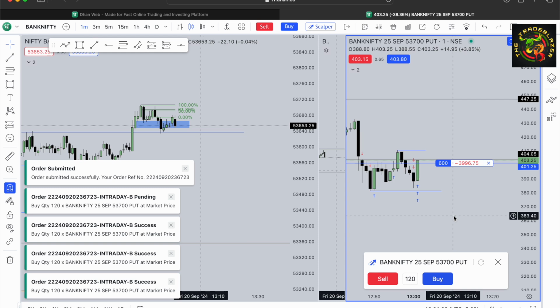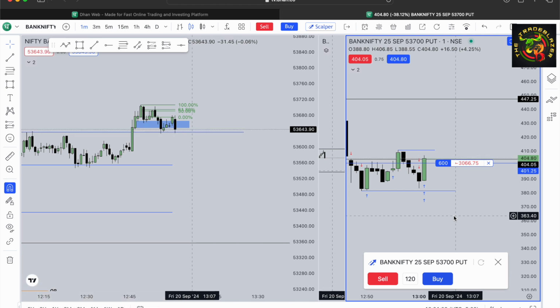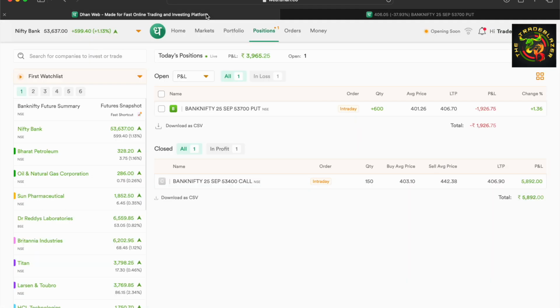Added a bit more quantity and right now sitting with 600 quantity, guys, in this trade. So the premium is also spiking up, and you can see a down move in the Bank Nifty spot chart as well. So we are getting a nice opportunity towards a good exit. Let's see how this goes on from here.